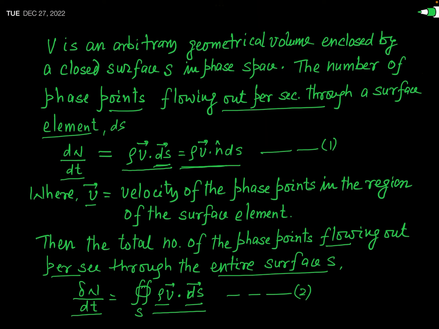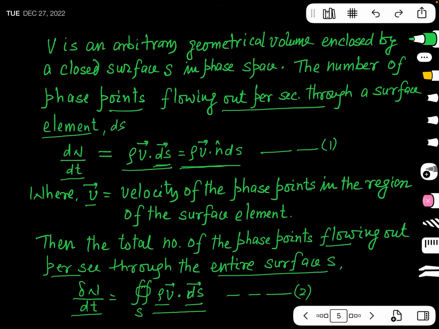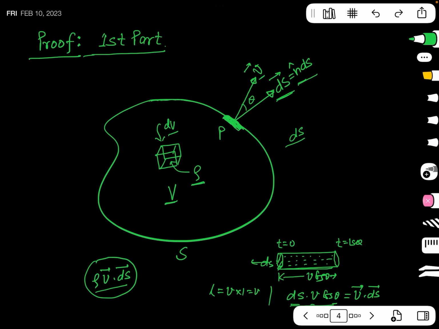Okay, but as you know, if the number of phase points is moving out through the surface, definitely the number of phase points inside the surface will decrease, and as phase points are neither created nor destroyed, definitely the number of phase points decreased per second inside the surface must be equal to the number of phase points moving out from the surface in the outward direction.